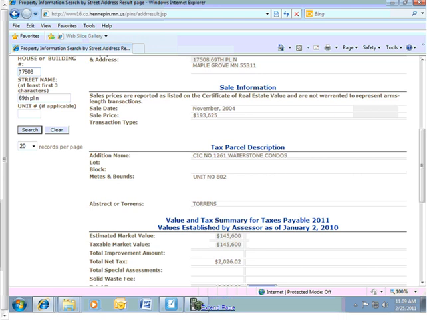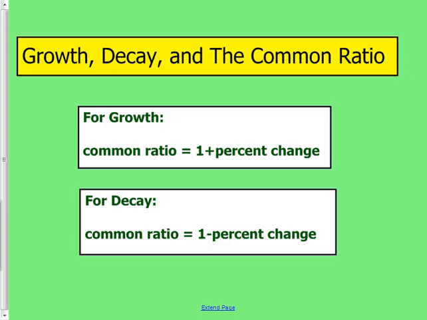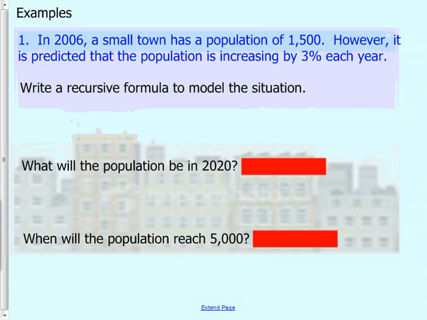So it's interesting how houses actually decayed in value. All right, we already knew this. The growth was 1 plus the percent change, and decay, it's 1 minus the percent change. We've done this over and over again, so you should be good at that part already. In 2006, a small town has a population of 1,500.